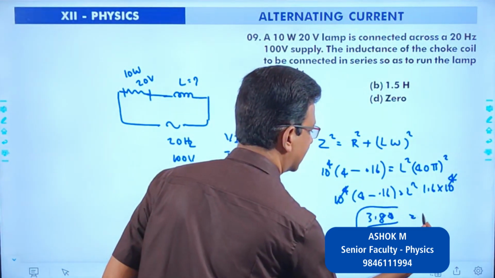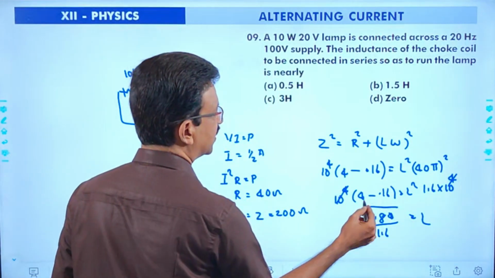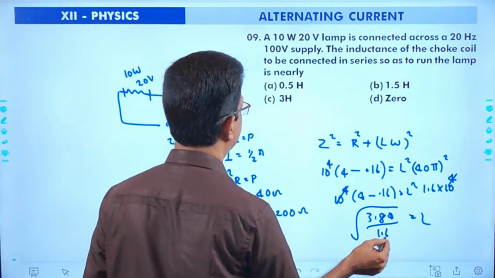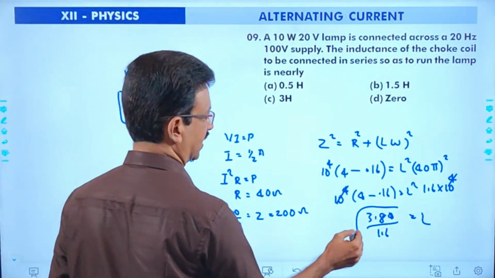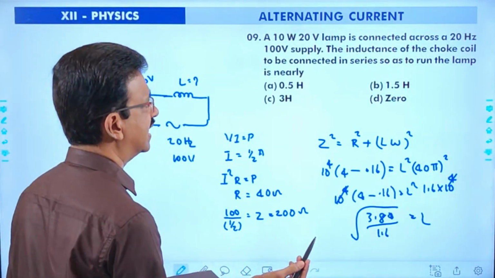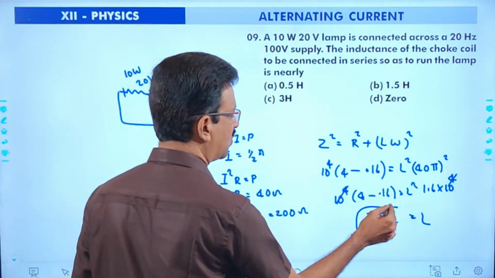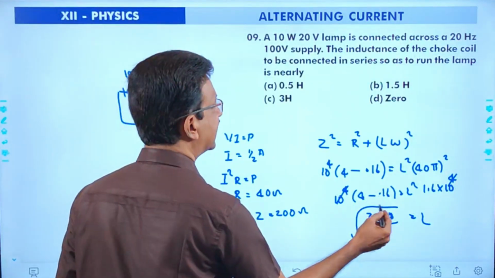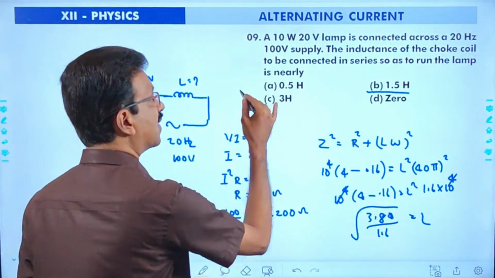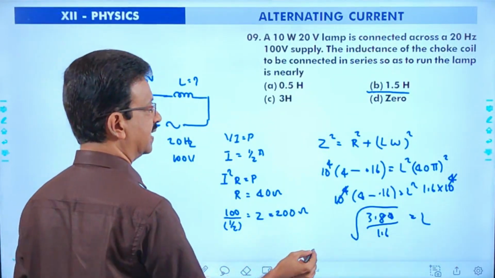Inside the root will give the inductor. That is 2.4 almost inside the root. Square root, or exact value calculated, comes around 2 point something. Then its root is 1.5 Henry. From the choice we can identify easily.